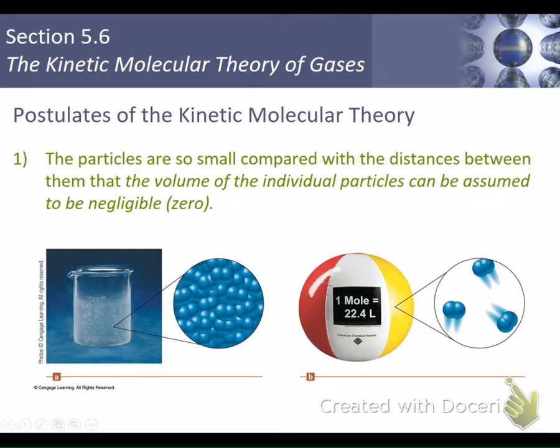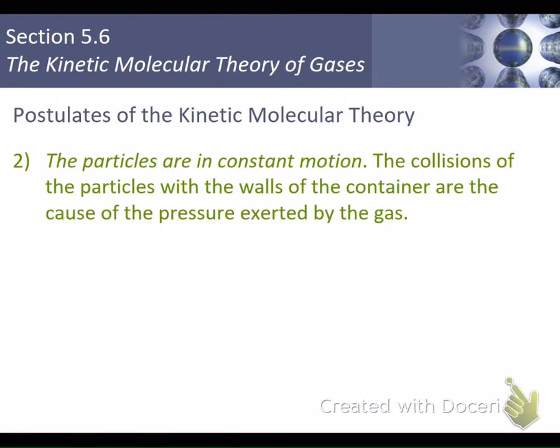First of all, if you remember, particles are very small compared to the distances between them. So the volume of the individual particles can be assumed to be zero. So we're saying the particles are very, very, very small. And therefore, the volume of the container is the volume of the gas that it occupies. The particles are in constant, and we said random, motion. And then that led to the collisions between the walls and the particles, creating the pressure that we know gases exert.